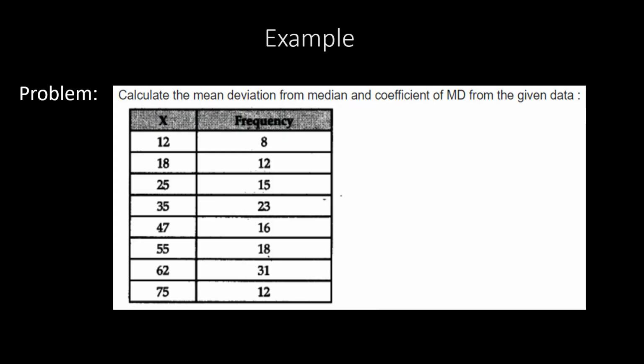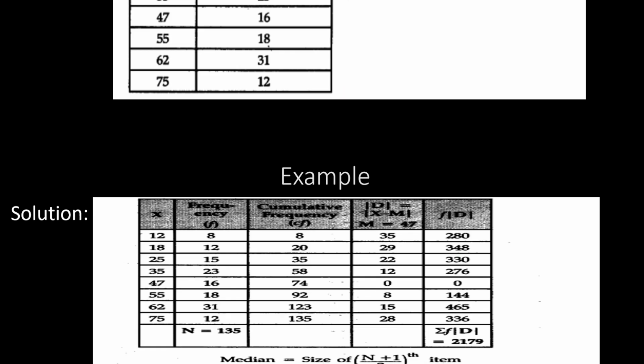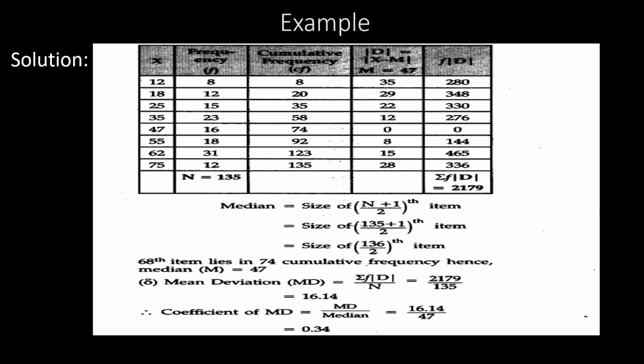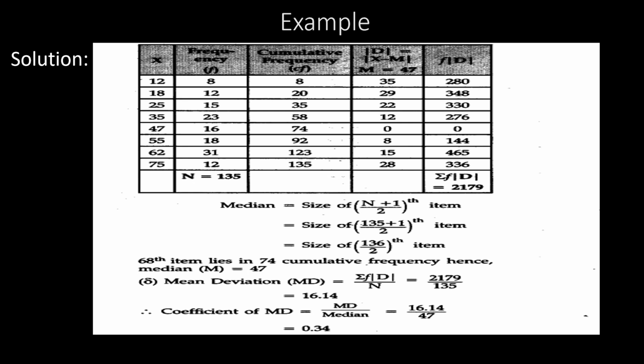Next, we have the mean deviation from median example, and the coefficient of mean deviation for the same data. Here you can observe the discrete data is given to you. We have to find the median for this data. And for the discrete case, for finding the median, we need one more column, which is cumulative frequency. How do we find the cumulative frequency column? In the previous videos, we already learned this.